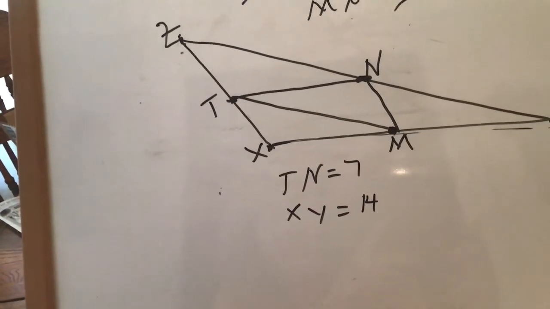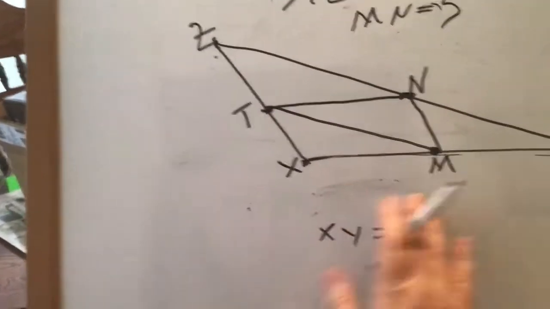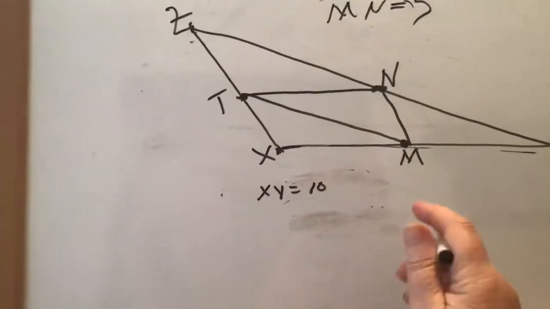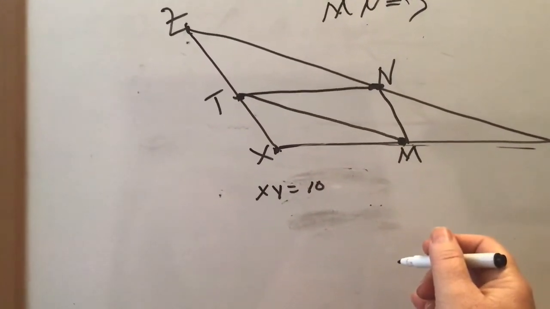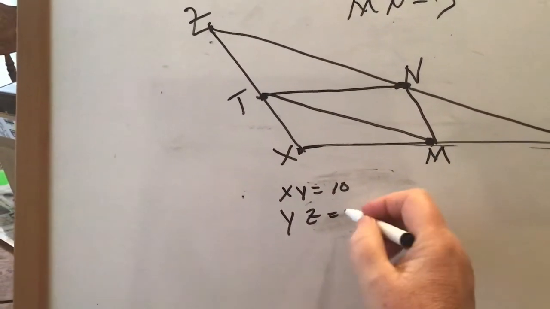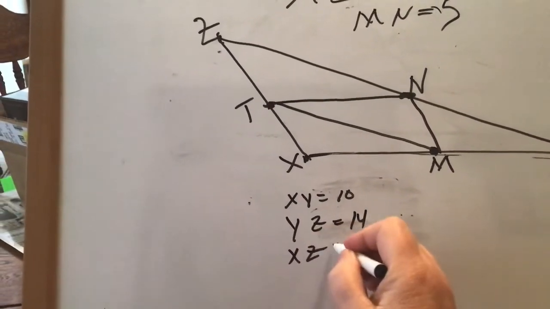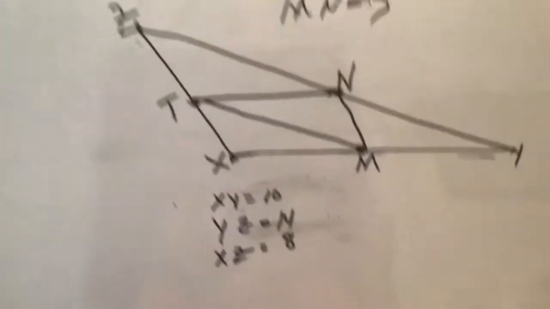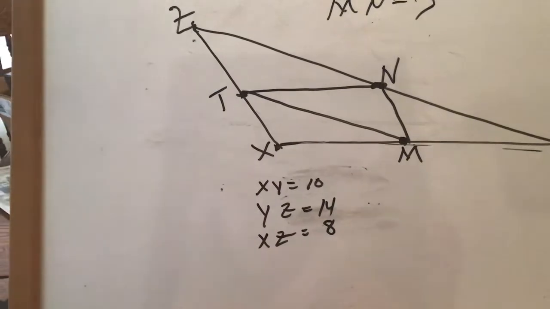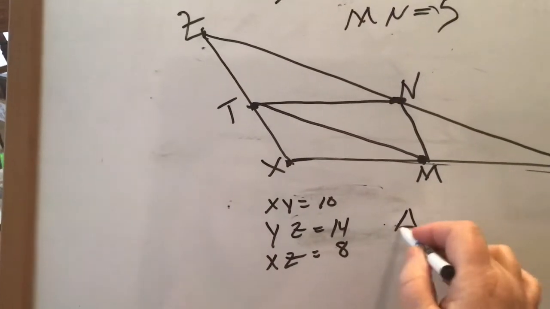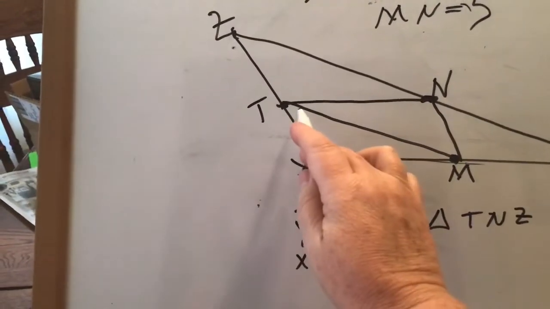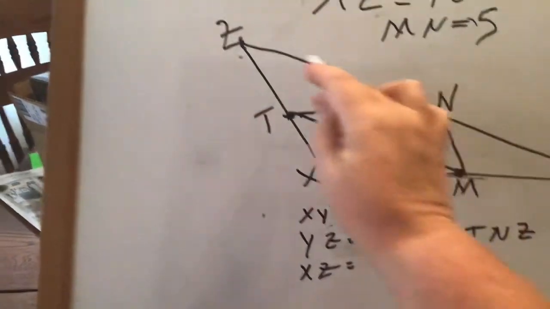So suppose that XY equals 10. We're going to do a new problem here. We're going to say that XY equals 10, YZ equals 14, and XZ equals 8. So that's the lengths of all the sides of the big triangle. What are the lengths of the 3 sides of triangle TNZ?